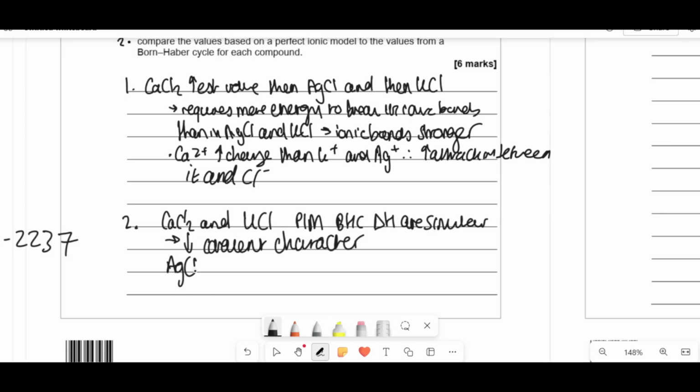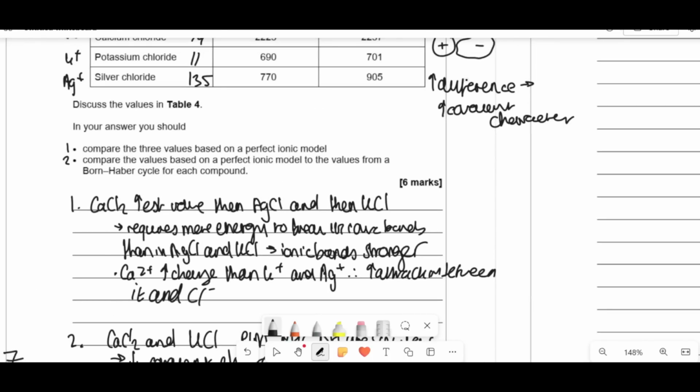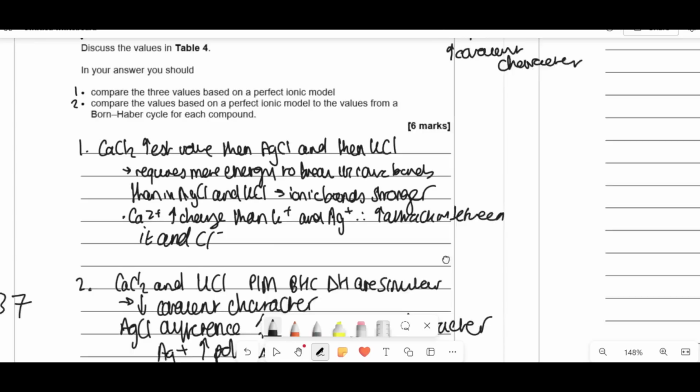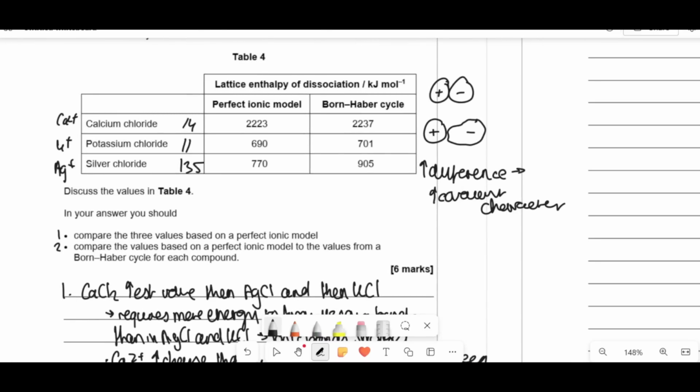Whereas AgCl, the difference is larger, right? Which means it's got more covalent character. Now remember how I said that those positive ions are polarizing and it polarizes everything around? You would say that the Ag plus is more polarizing, I should say, and that's it. Boom.